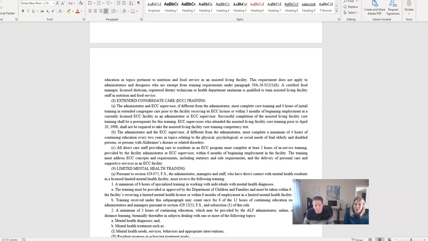So there's 2 or 3 test questions that I can see just in this little paragraph. So it would be the 4 hours of initial training in ECC. So that would be in addition to core if you're in an ECC facility. So that would be a test question. And then the second one I see is the 3 months of beginning employment. You need to complete those requirements.